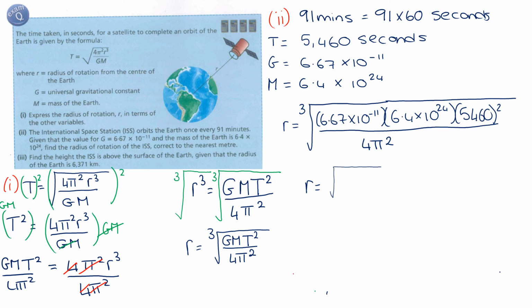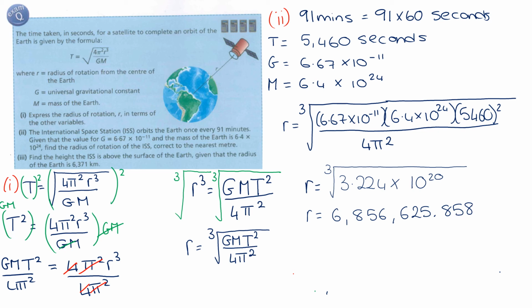So I'm going to leave the cubed root out of that just for the minute, and working out what's here should work out at 3.224 by 10 to the power of 20. So or is equal to 6,856,625.858, and they've asked for that to be to the nearest meter, so we're going to round up. So we've got 6,856,626 meters.